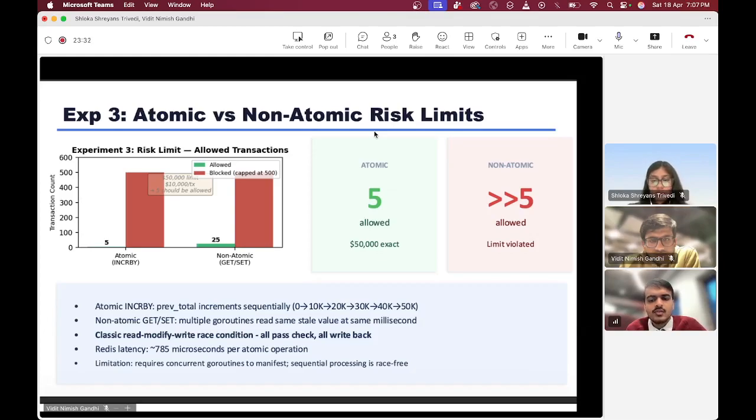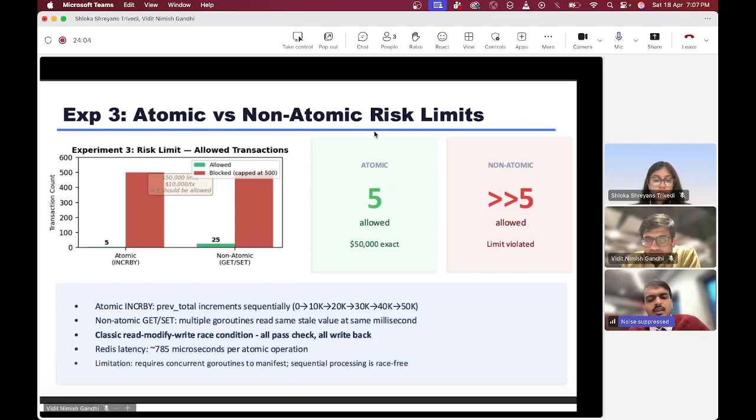The CloudWatch logs show the previous total incrementing sequentially: 0, 10,000, 20,000, 30,000, 40,000, and so on. Every transaction saw a unique value. Then we switched to a non-atomic mode: get the current value, sleep 10 milliseconds, and then set the new value, with concurrent goroutines processing messages in parallel. The CloudWatch log tells the story. Multiple entries at the exact same millisecond, all showing the same stale previous total value.